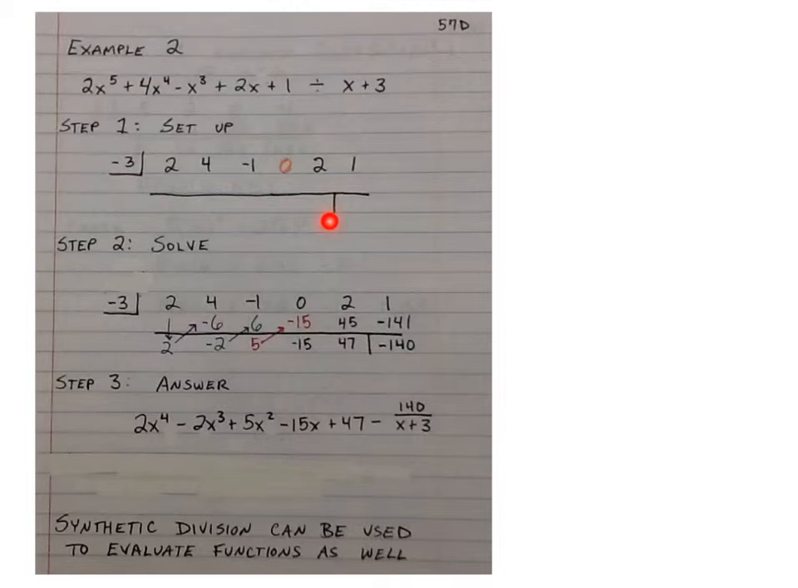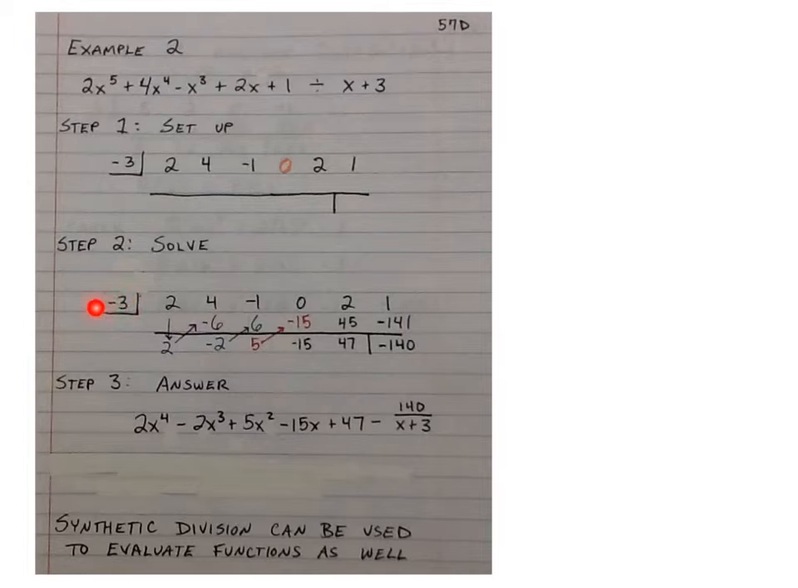And then we go through our process. The 2 is moved to the bottom. 2 times negative 3 is negative 6. We add 4 and negative 6, and we get negative 2. Negative 2 times negative 3 is positive 6. Add negative 1 and 6, and we get positive 5. 5 times negative 3 is negative 15. We add those two terms. 0 plus negative 15 is negative 15.